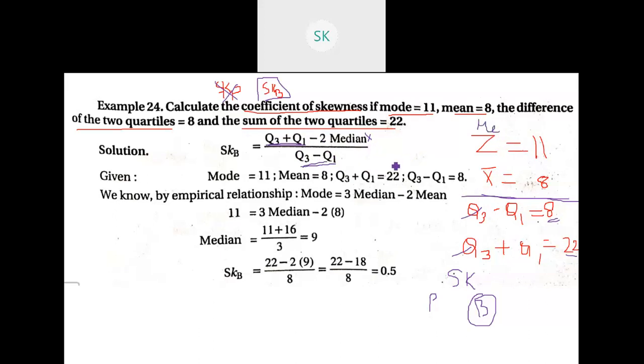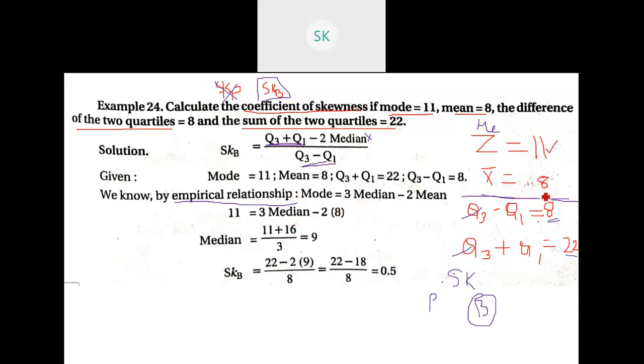To find the median, if you remember, when we learned how to calculate mode, we also learned a formula called the empirical formula or empirical relationship. We are going to use this formula to calculate the median. The formula is mode equals 3 median minus 2 mean. Now let's apply the values. Mode is 11, so 11 is equal to 3 median minus 2 mean.